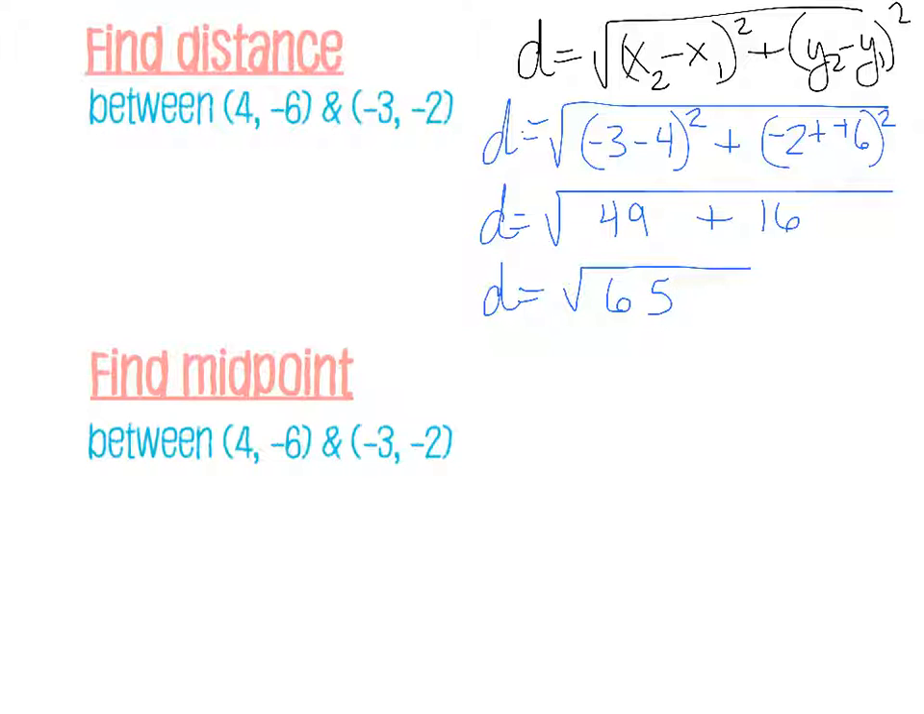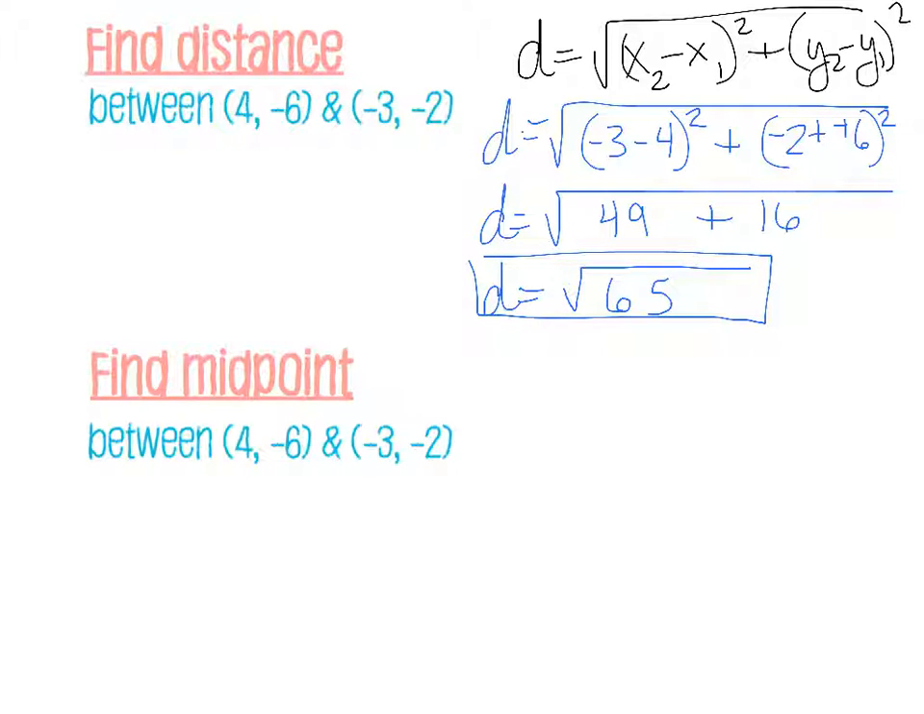So the distance between those 2 points is the square root of 65, which should be just a little bit bigger than 8 if you were to get a decimal. As far as reducing that radical, the square root of 65 does not reduce. Typically, I'll just leave my distance as a radical, like that.